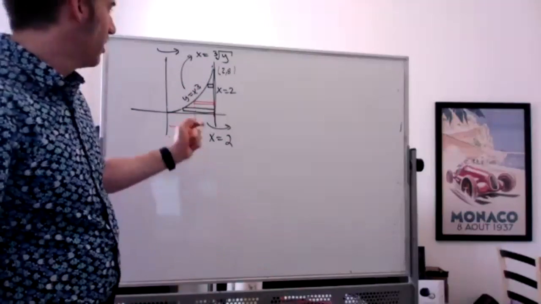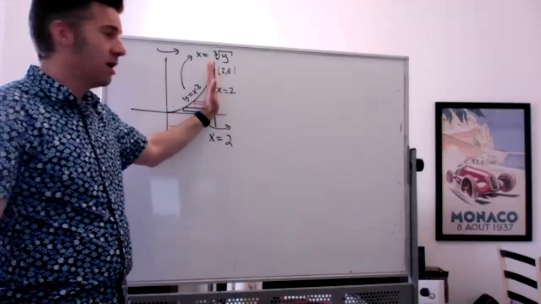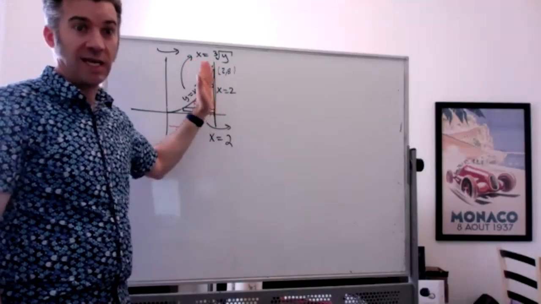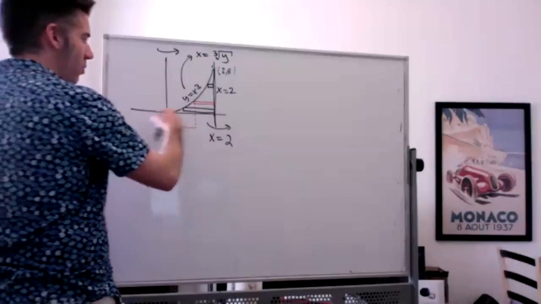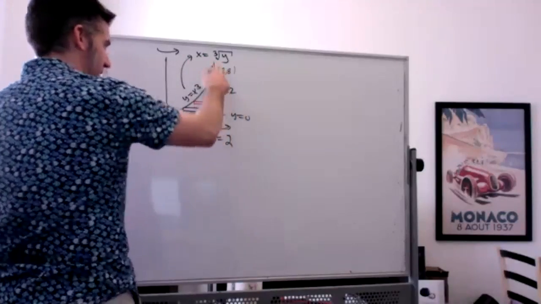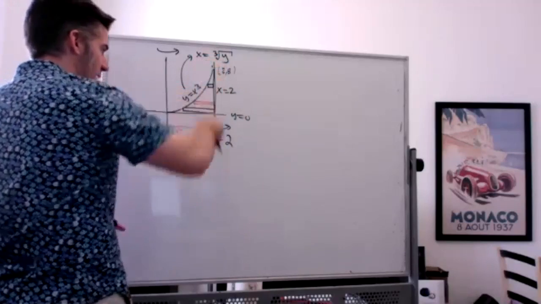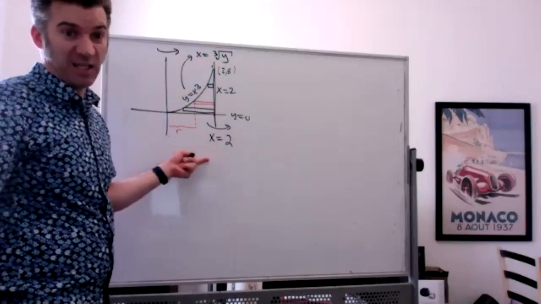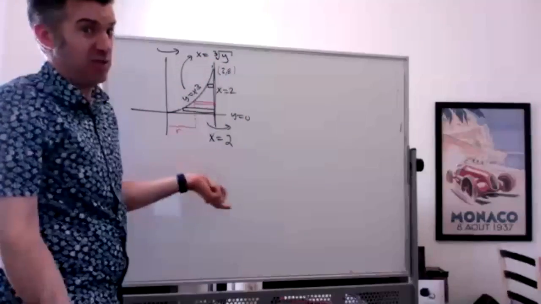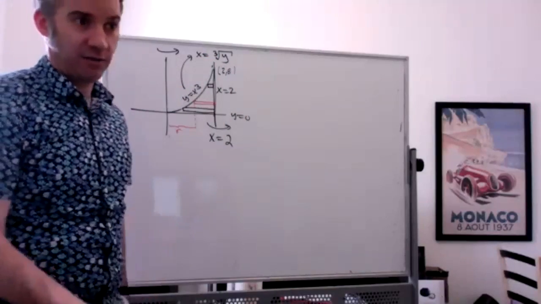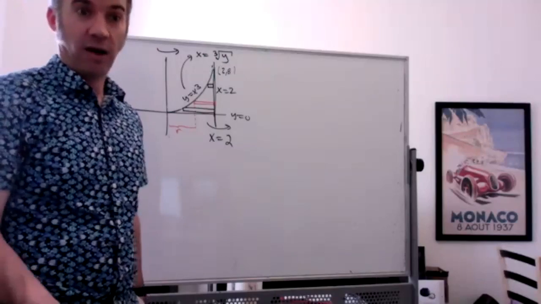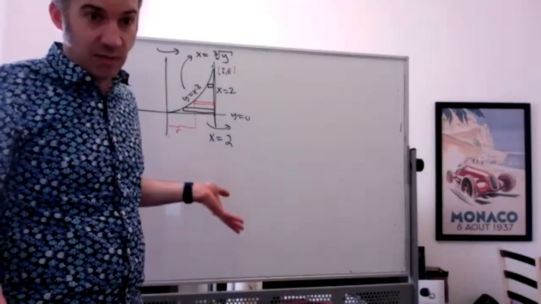The reason it's the disk method is because the axis of rotation is one of the boundaries, right? This region is bounded by y equals 0, x equals 2, and y equals x cubed. And we're revolving around the line x equals 2, which is literally one of the boundaries I just said. So if the axis of rotation is one of the boundaries, that means disk method.